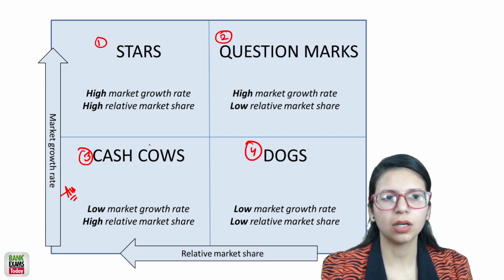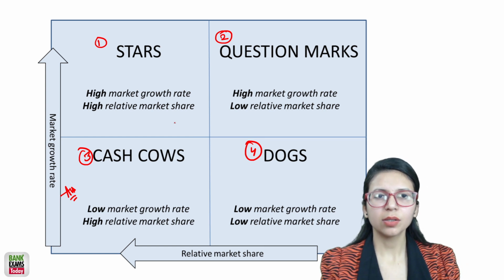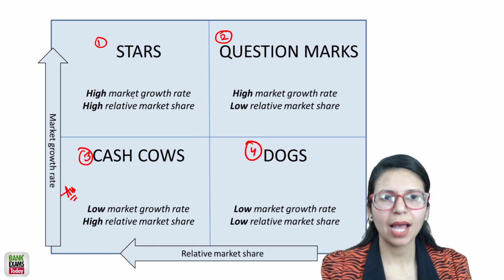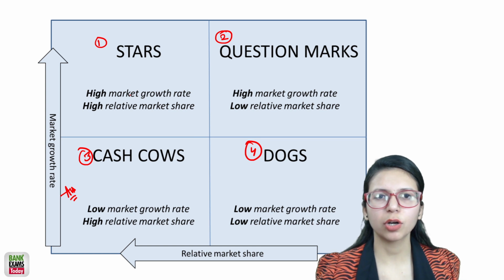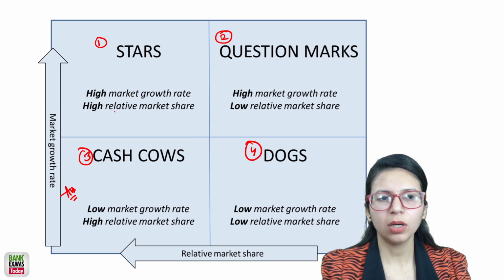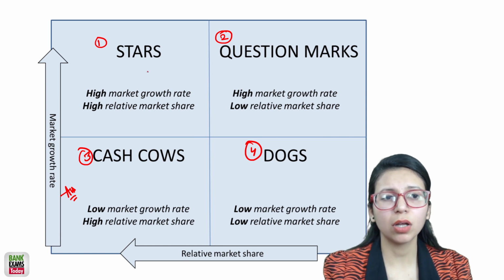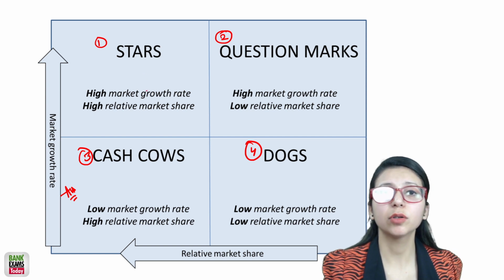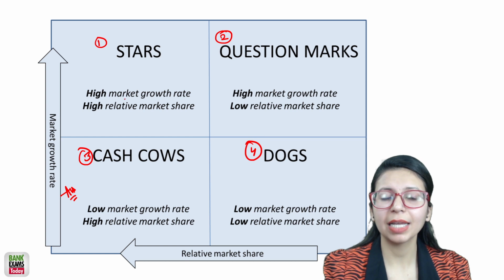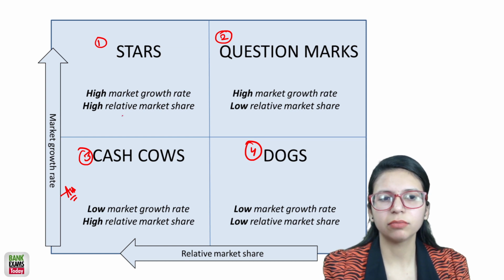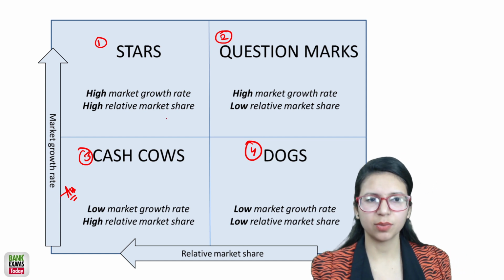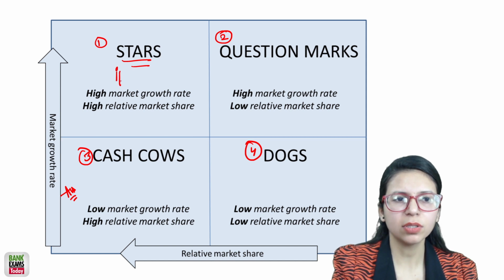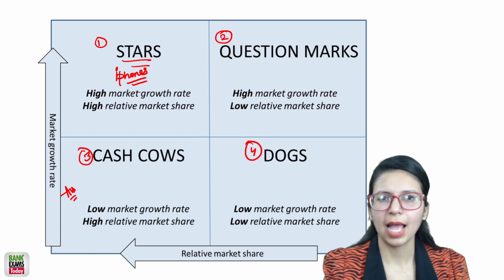Now what are stars, question marks, cash cows? If you take the example of Apple, Apple has various products. Out of all the products, what are the stars here? Stars will be the smartphones of Apple. They have a high market growth rate and a very high relative market share in the market. So the iPhones are the stars for Apple.